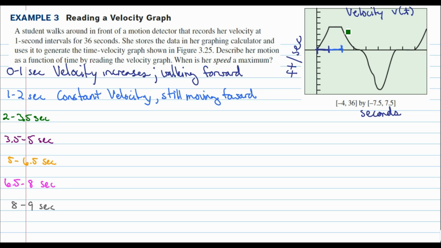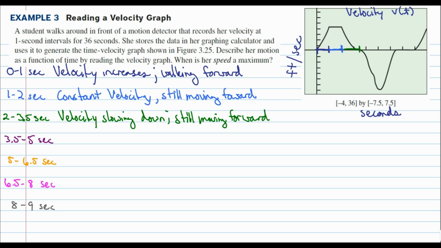Now the next break in the graph looks like it's going to come from after that plateau to maybe that 0. So to me that looks like 2 to 3.5 seconds. So between 2 and 3.5 seconds, she's still moving forward. She is still at a positive velocity. Her velocity is above the x-axis. However, she is slowing down. She's at like 4 feet per second, 3 feet per second, 2 feet per second, 1 foot per second.